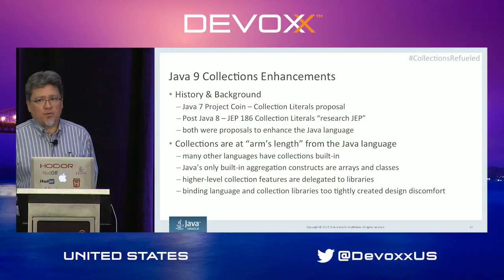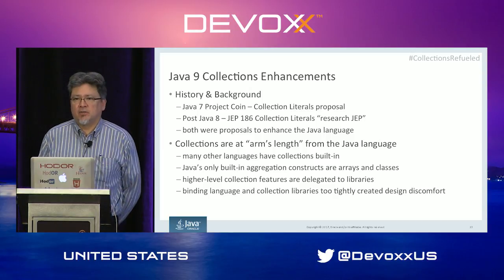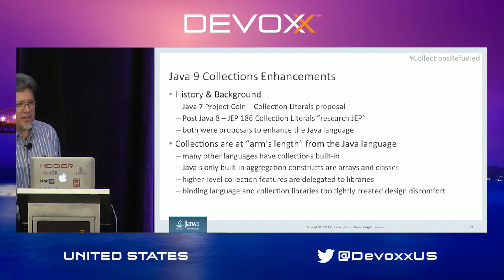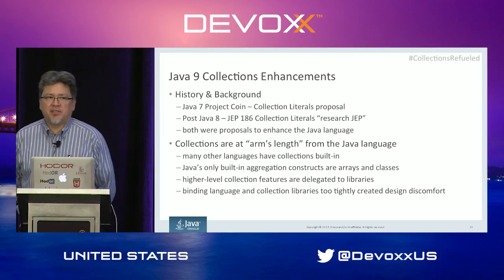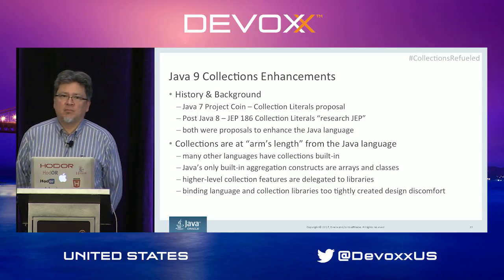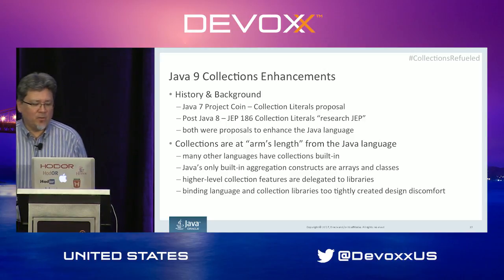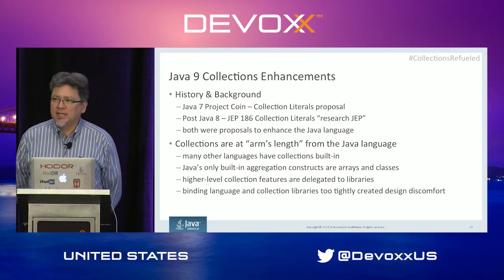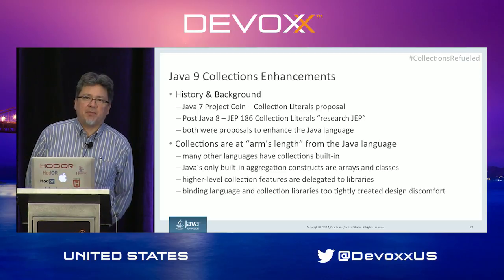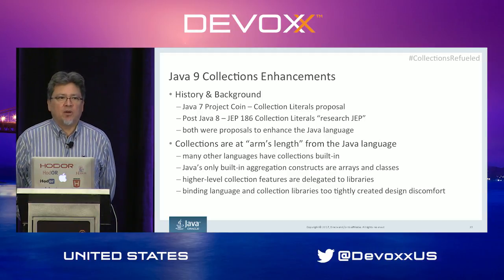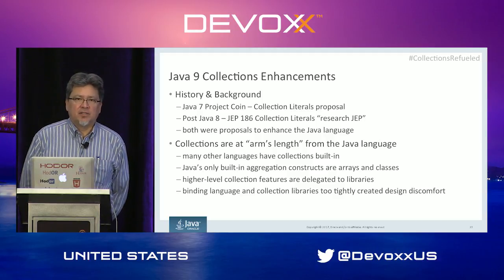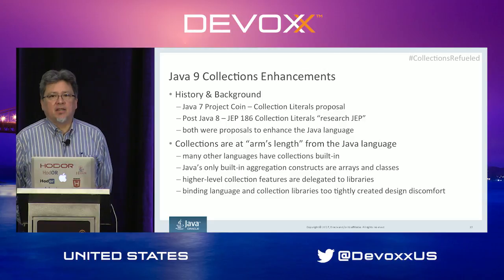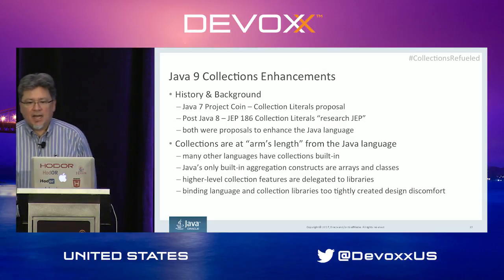There have been a couple efforts over the years in Java to add collection literals, and these have always been proposed as language enhancements. In Java 7, there was Project Coin, and one of the proposals that was entertained was to add collection literals, and some proposals were floated around, but that never went anywhere. After Java 8, there was a JEP, JDK enhancement proposal. It was a little odd. It was a research JEP, but basically the idea was to scope out what was required to add collection literals to the language. And the result of that was a decision that we would not add collection literals to the language.